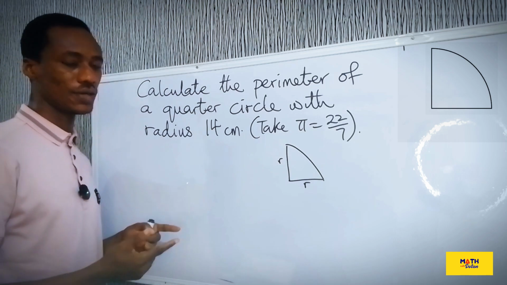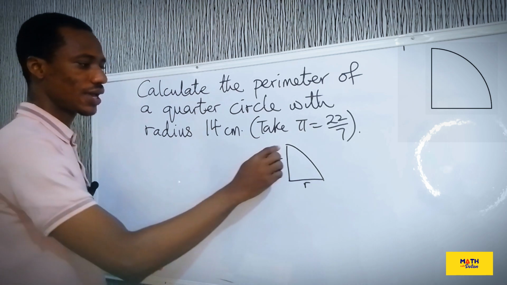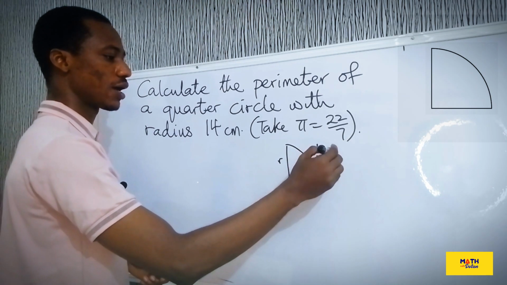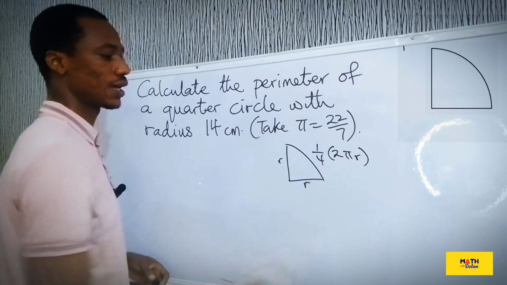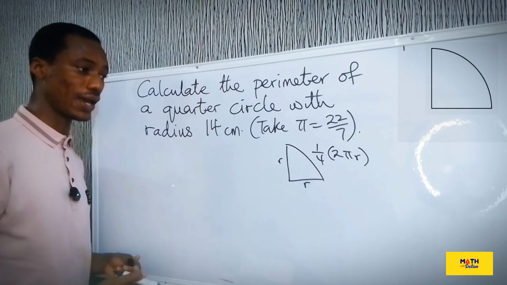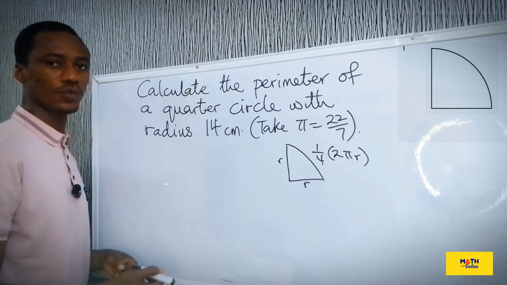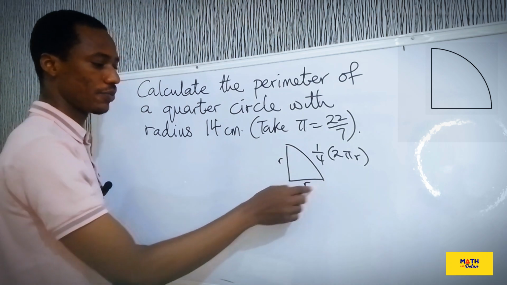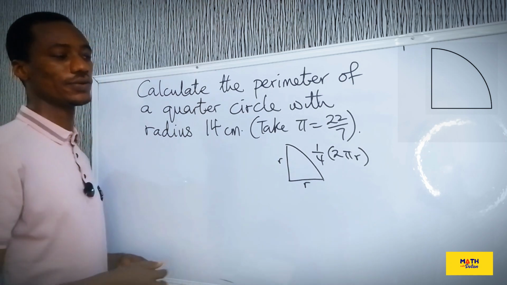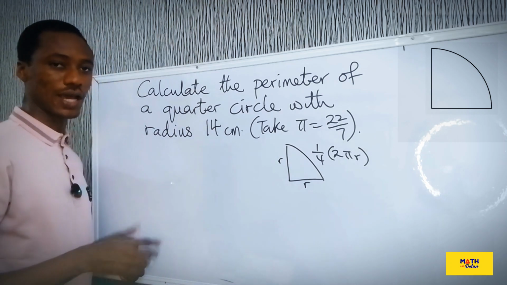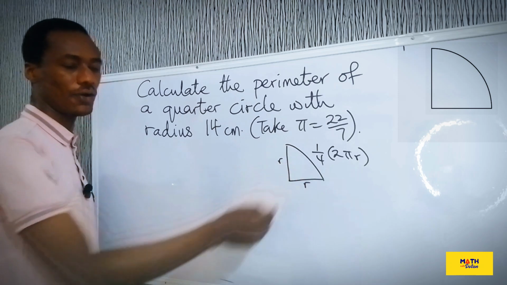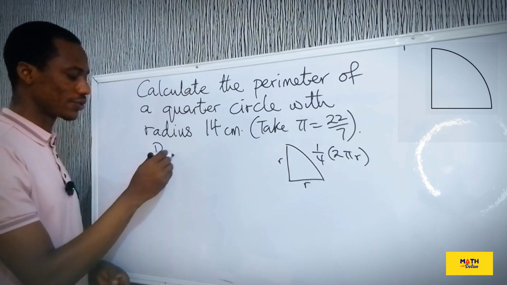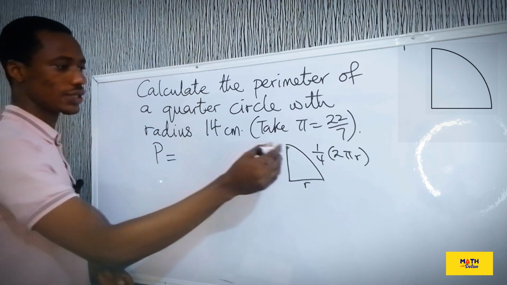A quarter circle is a quarter of a circle, so this arc is a quarter of the circumference. If we are looking at circumference as 2 pi r, then we take a quarter of it. For us to find the distance around it, we need the arc plus this radius plus this other radius, and that's 2 times the radius plus a quarter of the circumference.